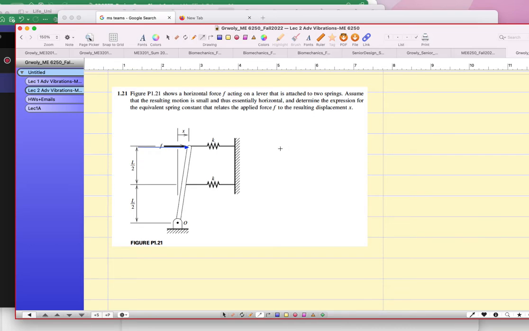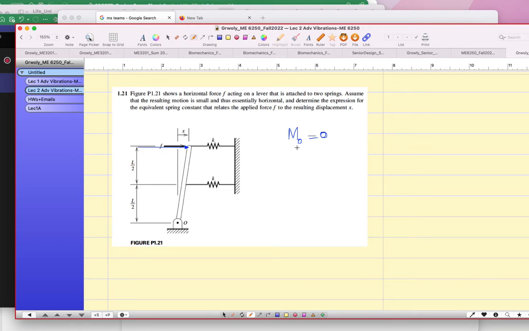Assume that the resulting motion is small, thus essentially horizontal, and determine the expression of the equivalent spring constant that relates the applied force to the resulting displacement. So now if you take the moments about O, since this is in an equilibrium condition, it's a very small displacement, so it's like a static equilibrium.